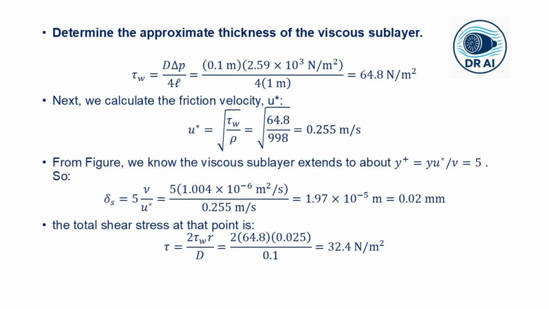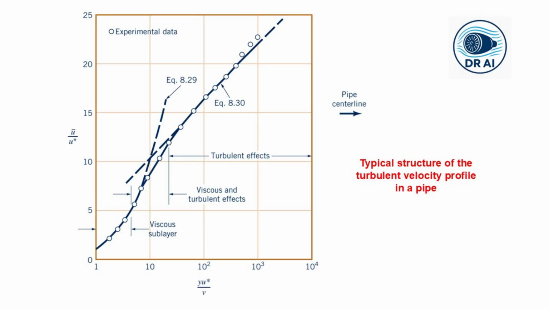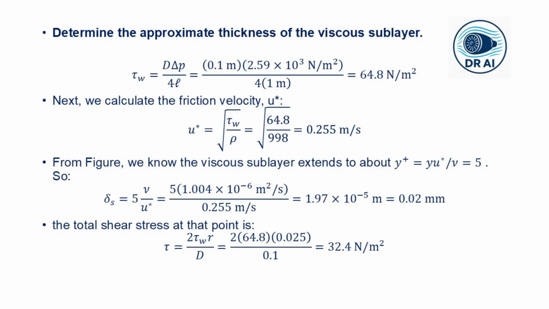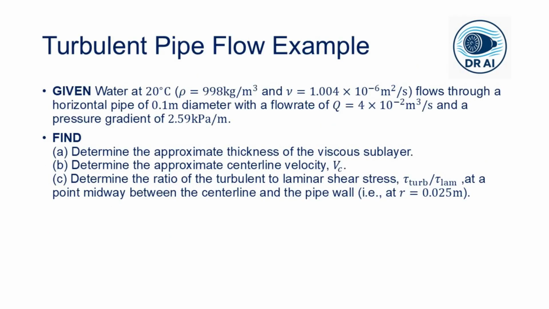So we first calculate tau W, then we calculate the friction velocity, U star, as the square root of tau W divided by rho. And from the figure, we know that the viscous sublayer extends to about y plus equals 5. So the thickness comes out to be 0.02 millimeter. That is incredibly thin. This is why even small scratches or rust bumps on a pipe wall can have a huge impact on the flow resistance.